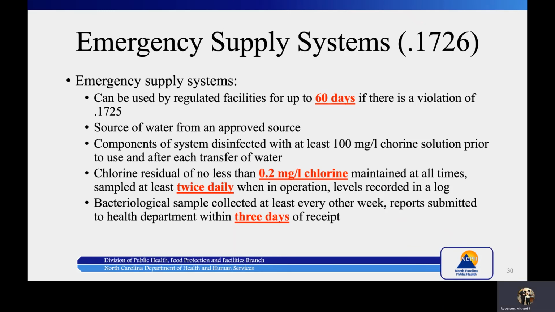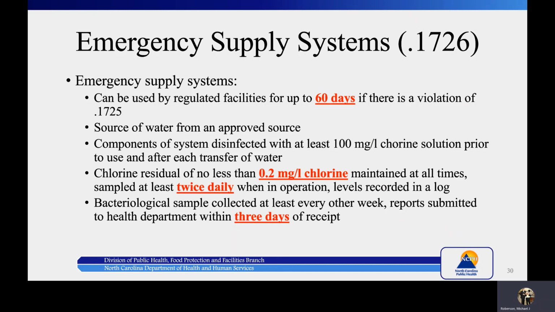So emergency supply systems, those requirements are found under 1726. What that says is, if we have an emergency, we need an emergency supply system in place. Those can be used by regulated facilities for up to 60 days if there is a violation of 1725, okay? So we've got 60 days that a regulated facility can use an emergency water supply system without crossing over into another set of requirements that another agency, the state, like a public water supply, would impose on them, okay?